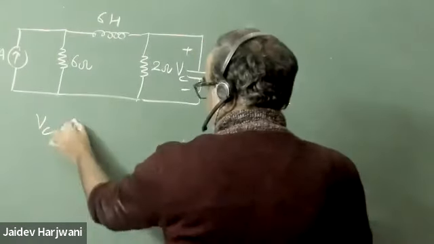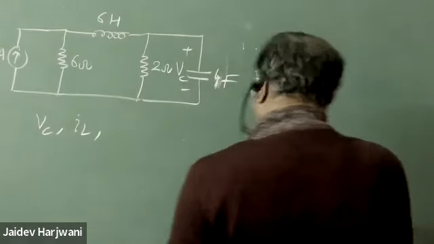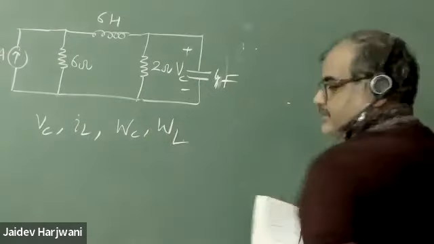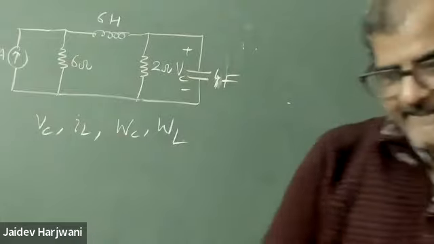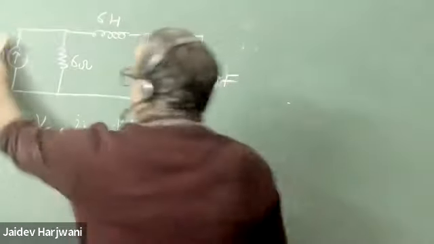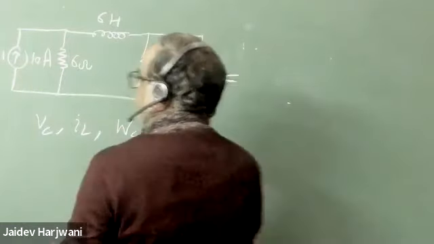what is IL, and WC and WL. Sir, how much is written for the current source? 10 ampere, sorry, this is 10 ampere, this is 10 ampere.